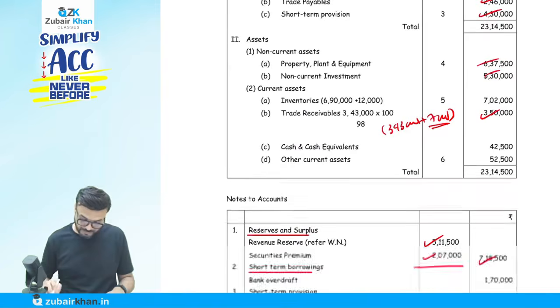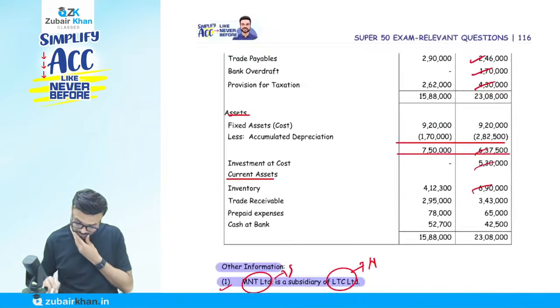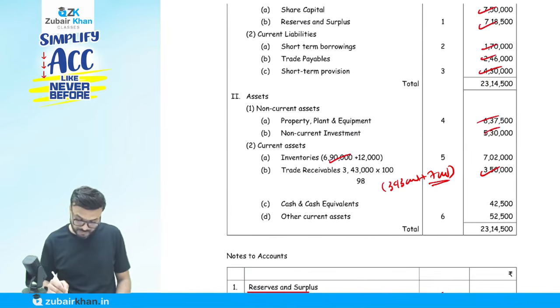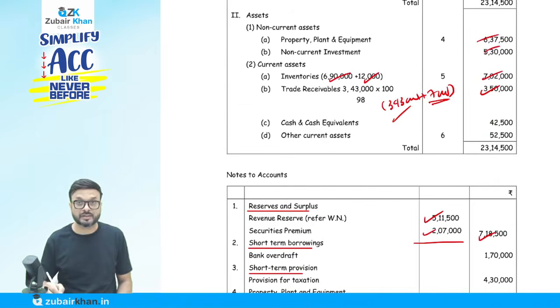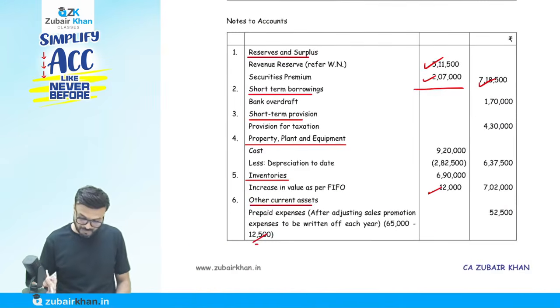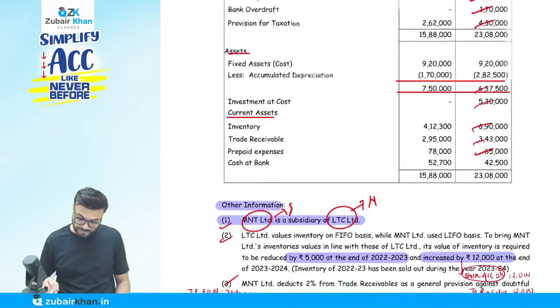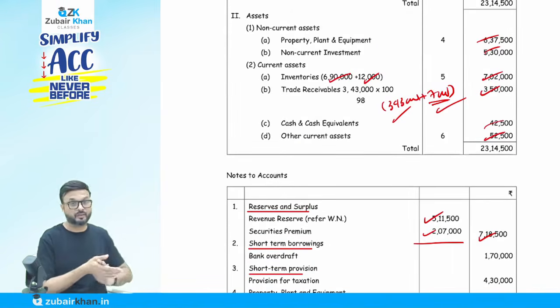Inventory is 6,90,000 here, but why is there 12,000? We pass the entry, stock account debited to reserve, so stock should be increased by 12,000, making it 7,02,000. Then trade receivable 3,43,000, and 7,000 of that adjustment, making 3,15,000 in the outer column. Prepaid expense 65,000; we deduct this 12,500 in the outer column, that comes to 52,500. Then the last, cash at bank 42,500. That's it. This question might come for 10 marks.